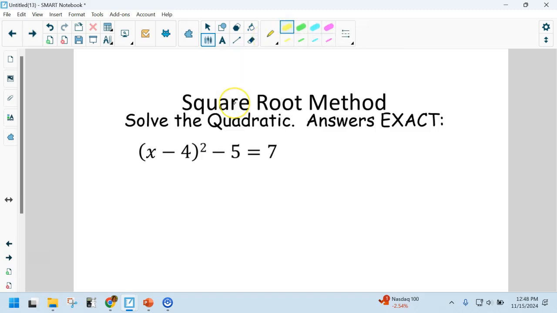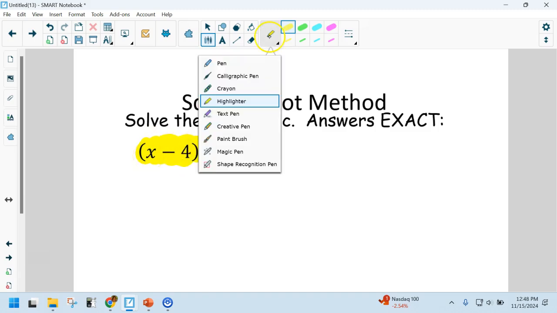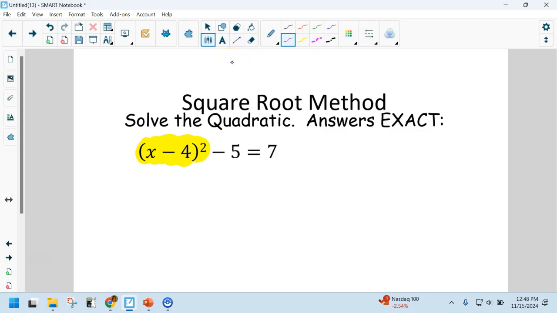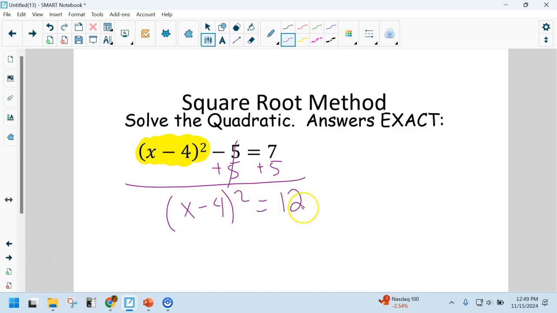But remember I said earlier, it's a good idea to look at what your squared value is. That's the thing that you're trying to isolate. So in this case, I have a whole quantity, x minus 4, that is being squared. So the first thing I want to do is try to get that by itself. So to get that by itself, I'm going to add 5 to both sides. And that's going to give me 12.